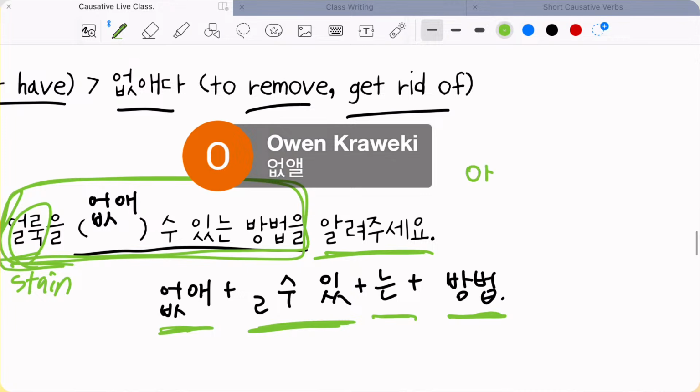And 알려주세요, 알려주다 is also a causative, right? Causative, yes.